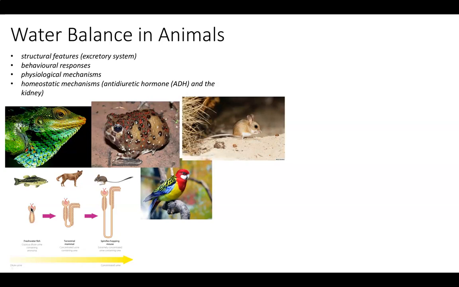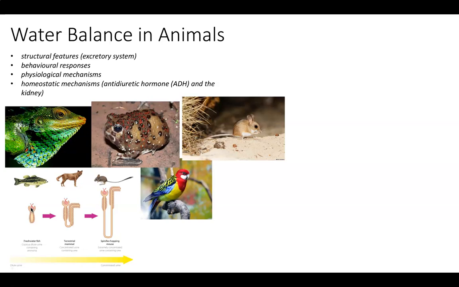Similarly is the cute little spinifex hopping mouse, and it wraps its tail around its face to minimize loss of moisture. And it also enjoys burrowing down into the sand.